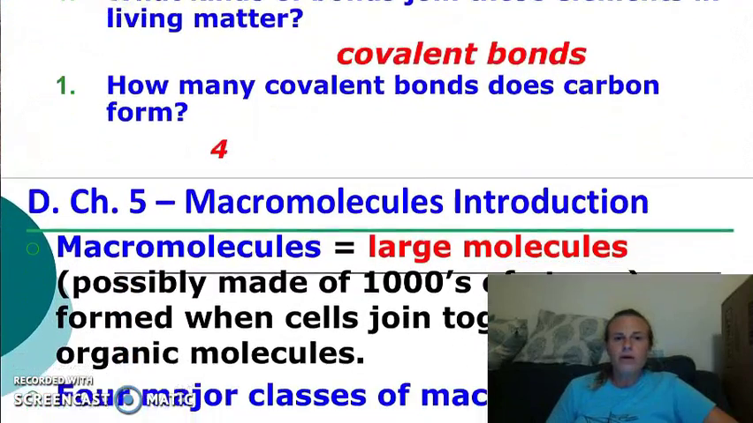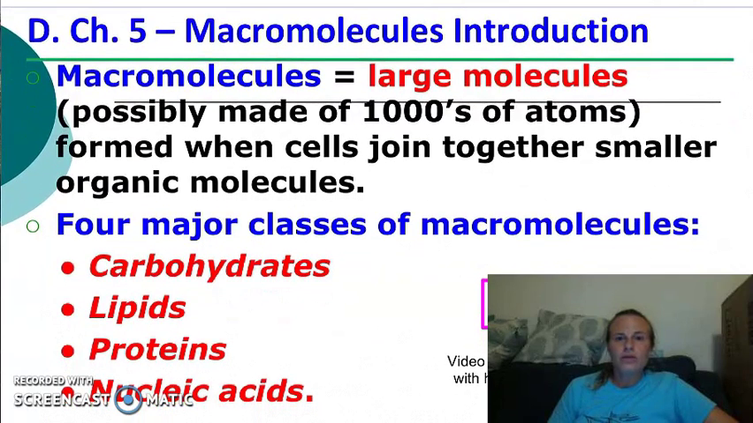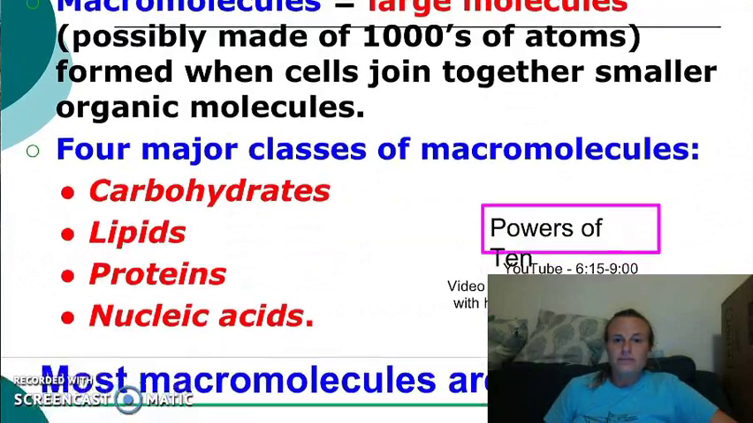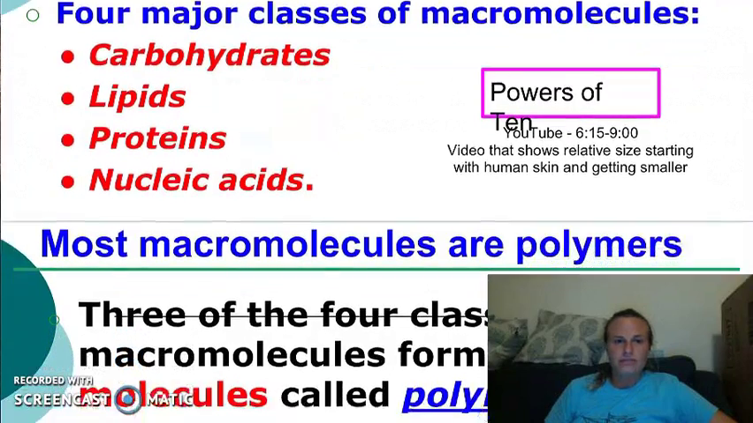So now let's talk about macromolecules and what a macromolecule is. A macromolecule is a large molecule. When we join thousands of smaller organic molecules, that's when we get a macromolecule. And there are 4 major classes of macromolecules, and we discussed these in the very beginning. They're carbohydrates, lipids, proteins, and nucleic acid. This video shows relative size, starting with human skin and getting smaller, but started at minute 6 and 15 seconds.